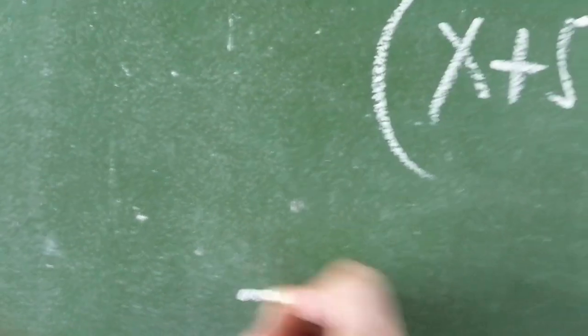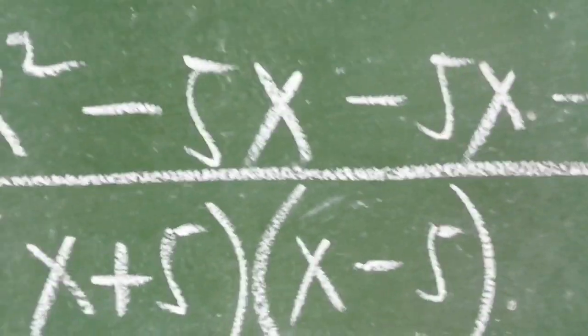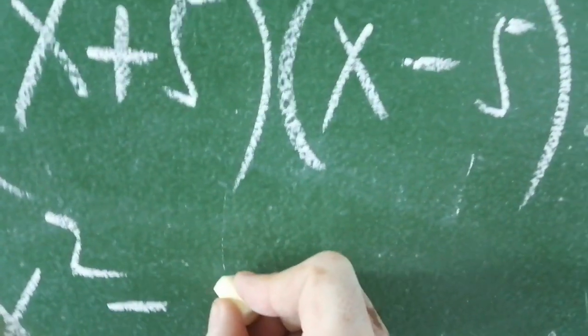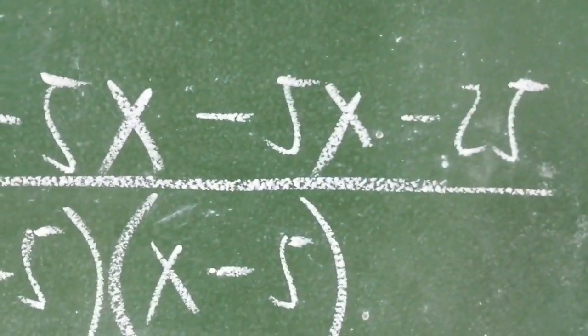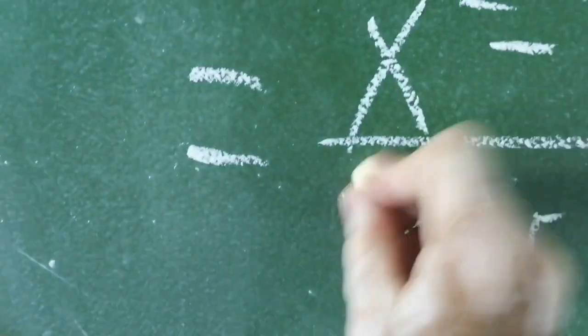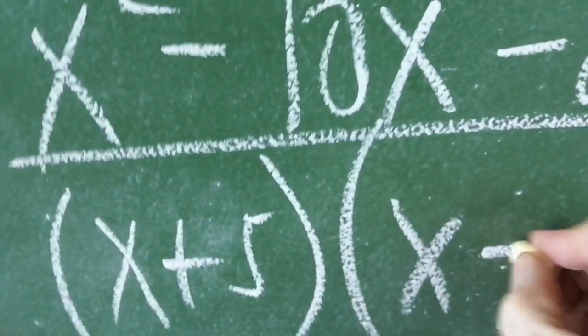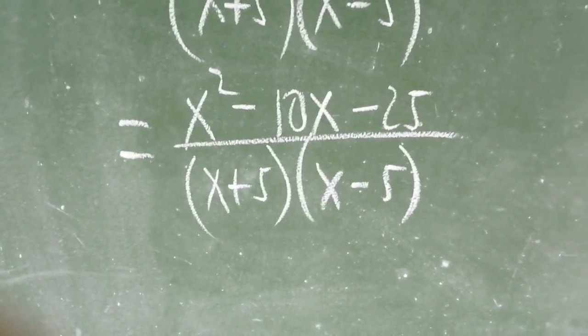So you further simplify. Equals x squared minus 5x and minus 5x will be minus 10x minus 25 all over x plus 5 times x minus 5. Okay, so that will be your answer.